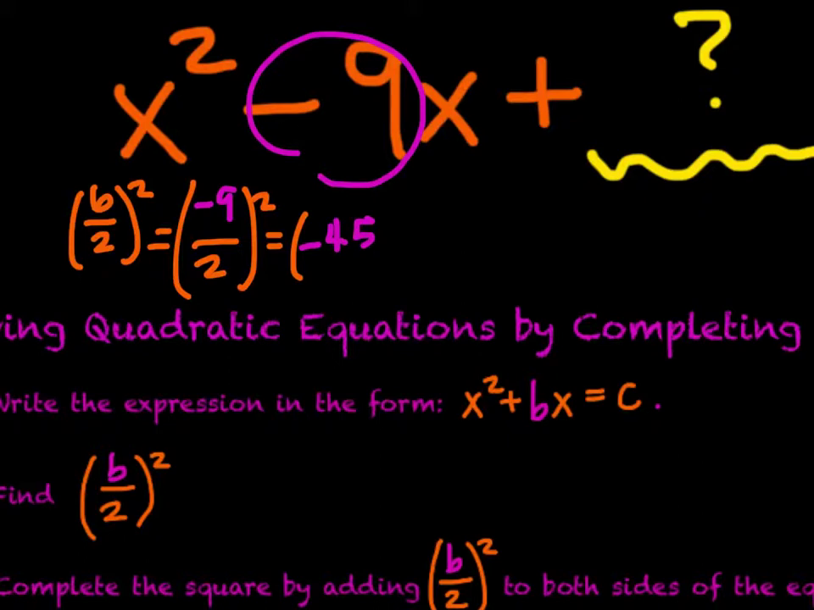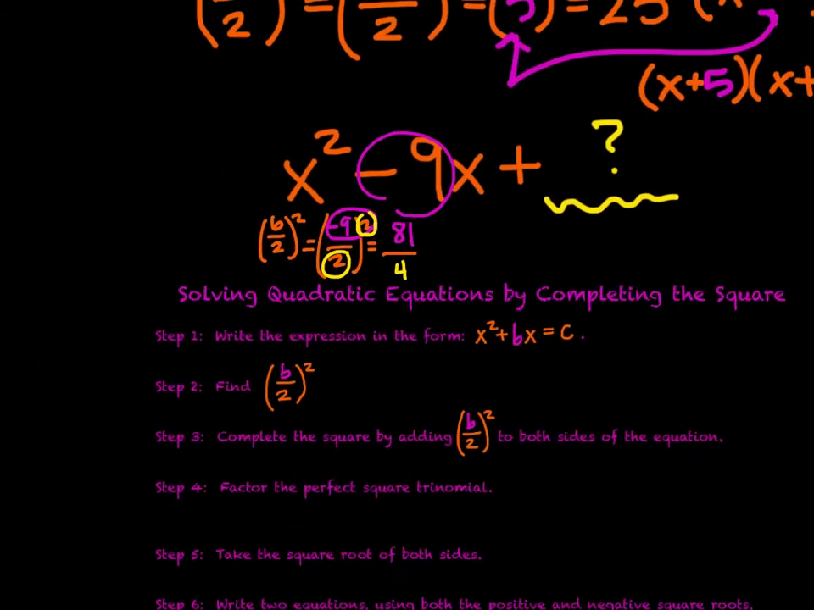4.5, or we could also leave it as a fraction and say negative 9 squared is positive 81, and then 2 squared is 4. So we can now put that into our equation. We can say 81 over 4 instead of that question mark.